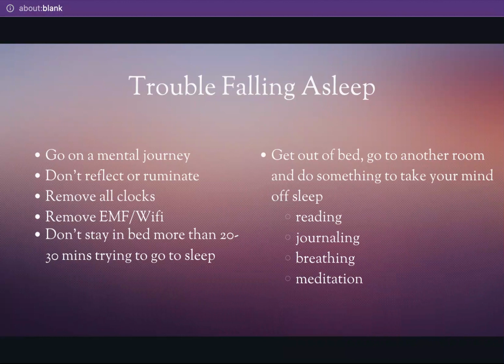You can put it on airplane mode. You can schedule your Wi-Fi to turn off at the same time every night, so you're not running Wi-Fi. So not everybody is sensitive, but for those who are, this can be a game changer.